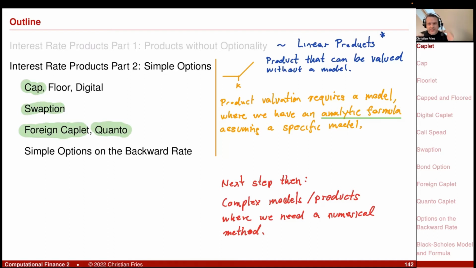Oops, sorry. So single curve means that we assume there is a single interest rate curve observed in the market. There's a single family of zero coupon bonds spanning the interest rate curve, and everybody can trade in this curve.